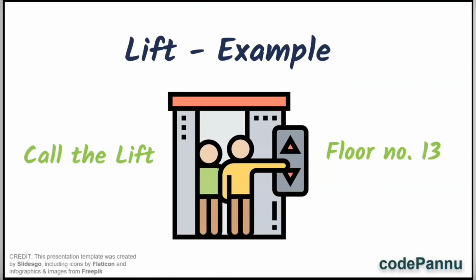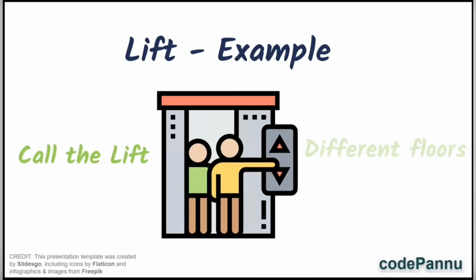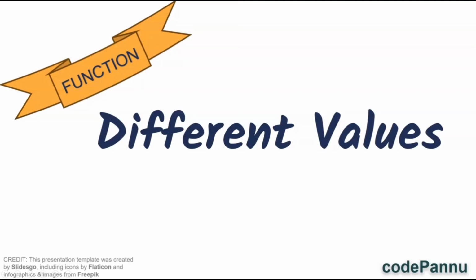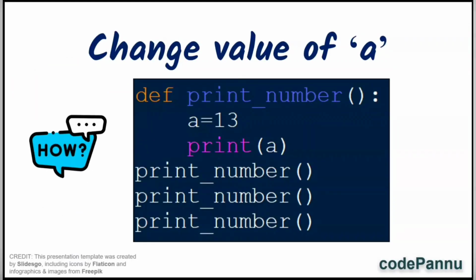That is boring, correct? When we have a lift, we should be able to use the lift to go to many different floors. In the same way, when we write a function, we should be able to change the value for variables in the function to any value we want. Let us see how to change the value of a in this function. So, how do we change the value of a? There is one easy way to do it.